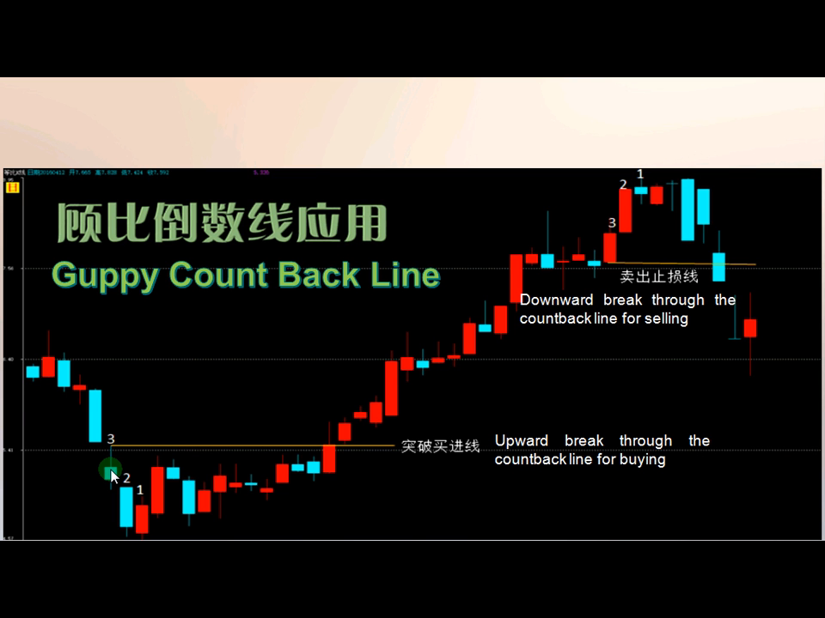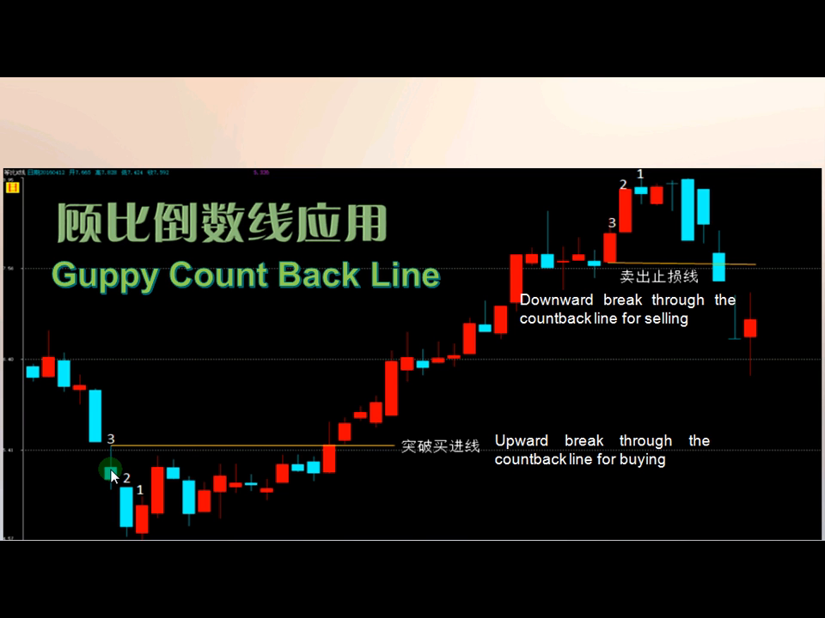So this candlestick, the low price is lower than the first one, but this one, the low price is higher than this one. So this one is wrong or what? It's not good. Okay, so we see this one. The low price is lower than the previous one and lower than this one. So this is 3. This could be a count back line.